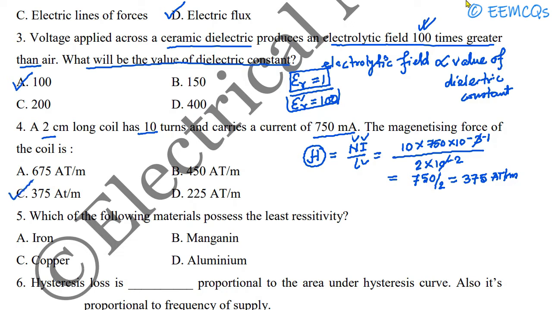Next question. Which of the following materials possesses the least resistivity? Here 4 materials are given: iron, manganese, copper and aluminium. Least resistivity means highest conductivity. So definitely of these materials, copper has the highest conductivity. So option number C here will be our answer.